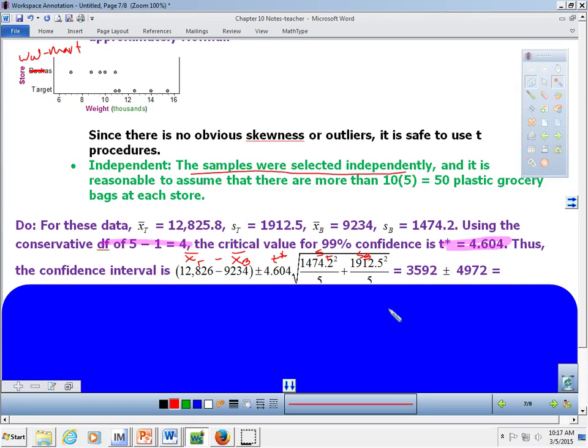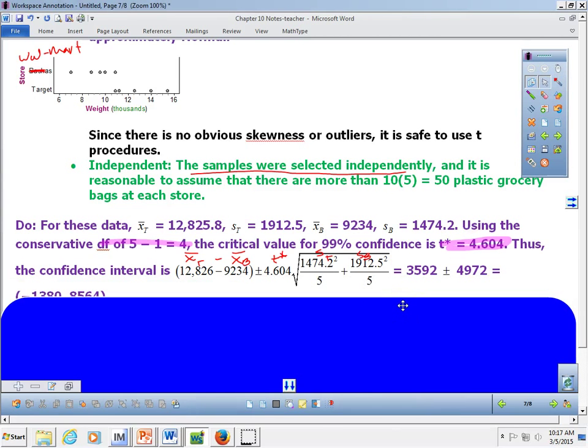Okay? You see the numbers plugged in, and then it just becomes an arithmetic issue. If you want to use your calculator to multiply anything out, you can. Or you can use your calculator to do a 2-sample T interval. Okay?